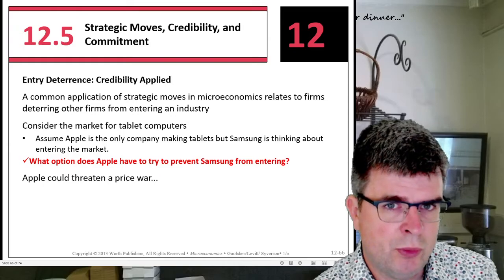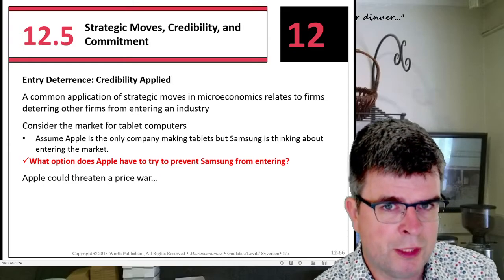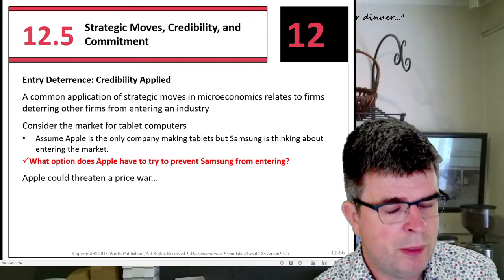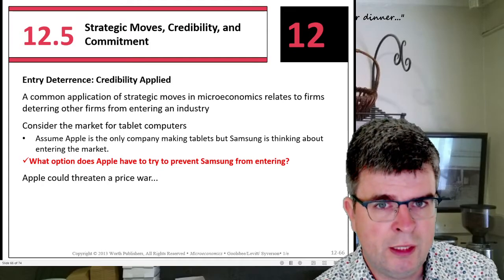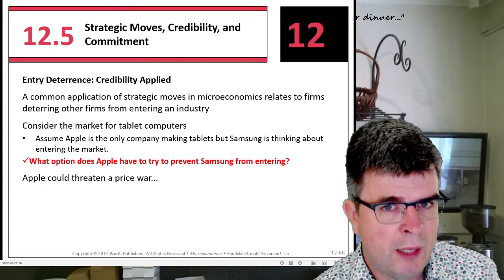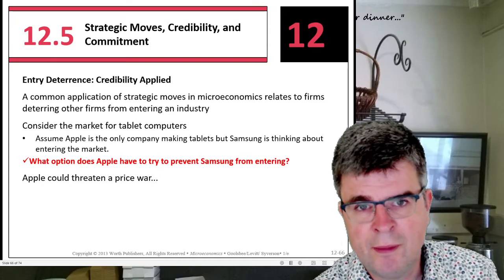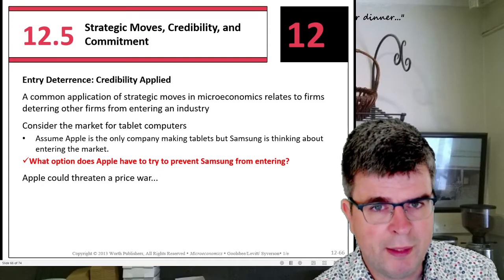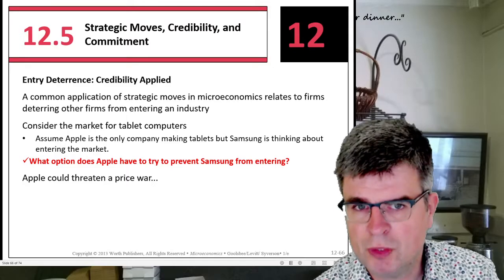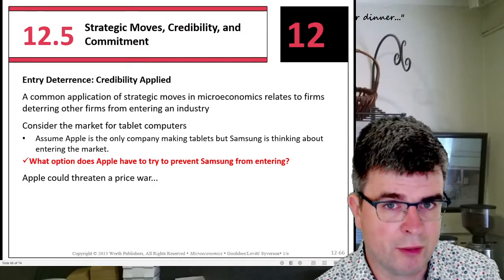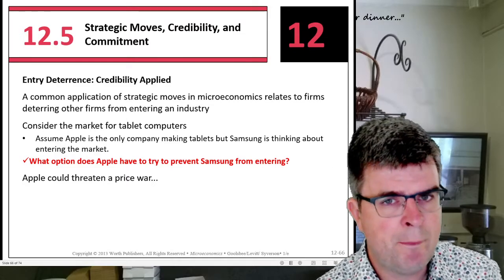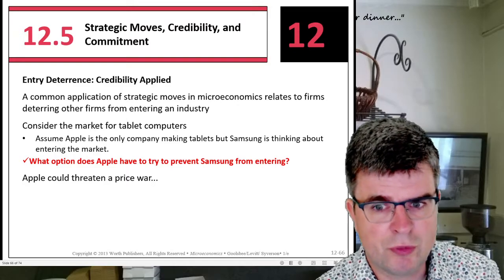First thing that Apple could do is to threaten a price war, saying, Samsung, be aware, if you enter the industry of tablets, then I will reduce the prices of my tablets to such an extent that you will not be able to make any profits in this market. So you better not enter the market. That is a threat. Question is, is this a credible threat?